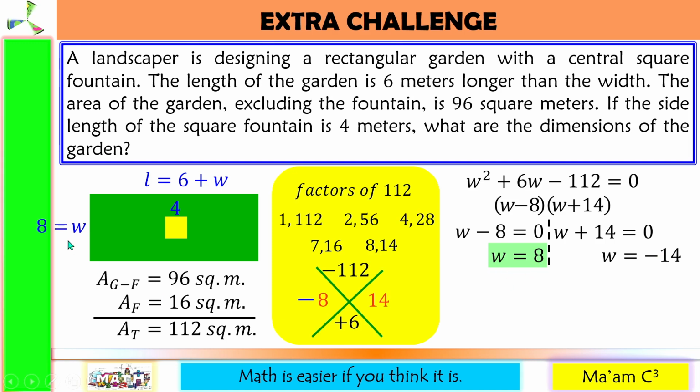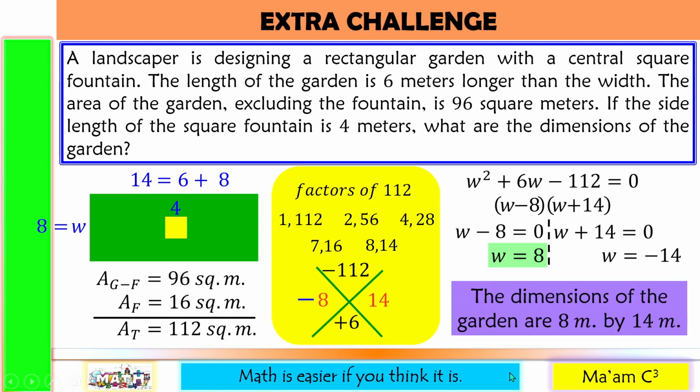Let us equate this to 8, and let us replace this W here with 8. And 6 plus 8 is equal to 14. This means the dimensions of the garden are 8 meters by 14 meters. Let us do quick checking. 8 meters times 14 meters is 112 square meters, and that is the total area of the garden.